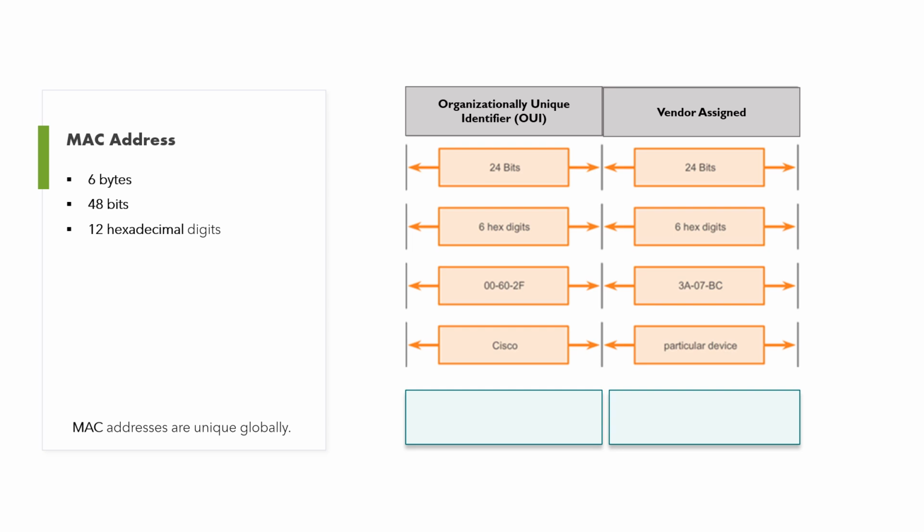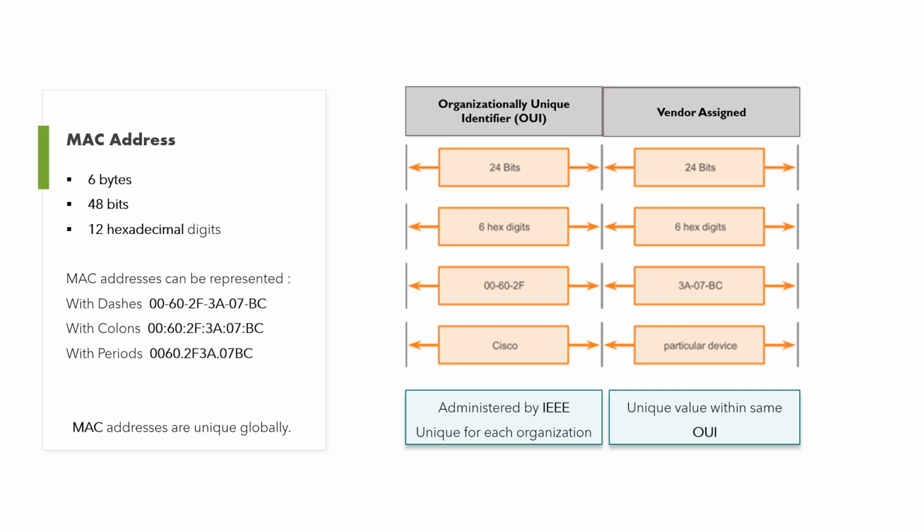MAC addresses are 6 bytes long. They are 48 binary bits or 12 hexadecimal digits. The first 3 bytes or the first 6 hexadecimal digits are called Organizational Unit Identifier and are administered by IEEE to make sure that no two organizations receive the same. The last 3 bytes or the last 6 hexadecimal digits are unique within the same organizational unit. MAC addresses can be represented using dashes, colons, and periods.